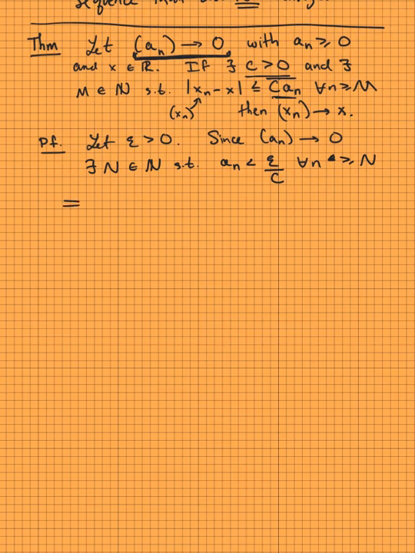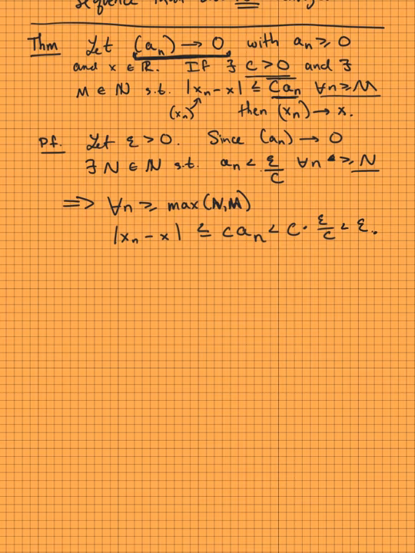So what does this now imply? Well, I know that |xn minus x| is less than or equal to c·an for all n bigger than or equal to M. And this an is less than epsilon over c for all n bigger than or equal to N. So for all n which is greater than or equal to the max of big N and big M, I get that |xn minus x| is less than or equal to c·an, and this is less than c times epsilon over c, which is equal to epsilon.